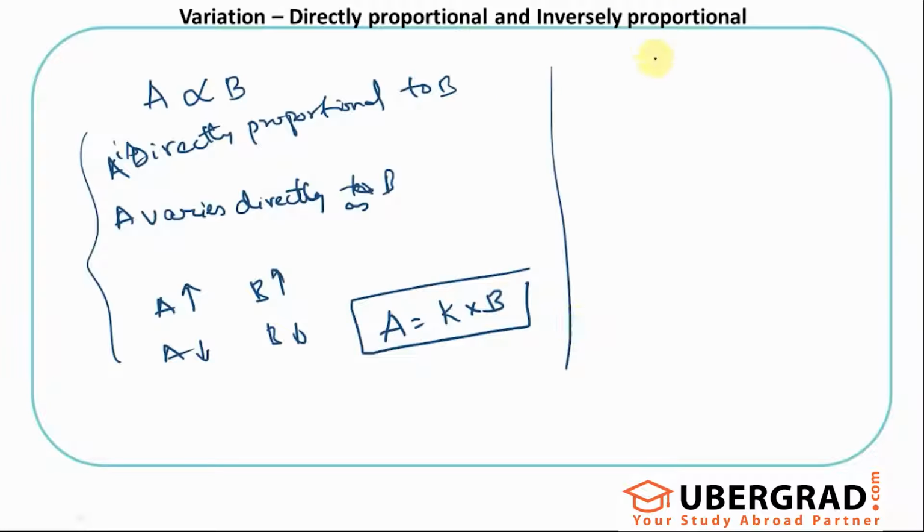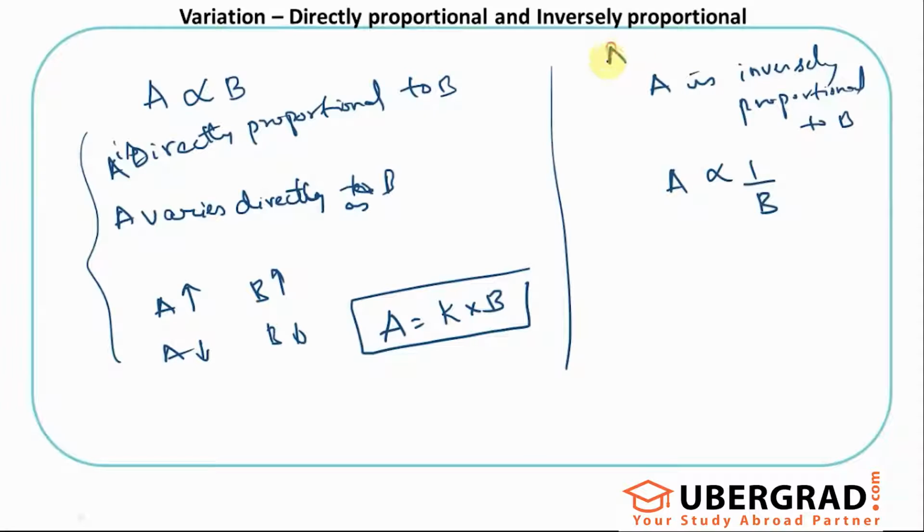Inversely proportional: A is inversely proportional to B means A is directly proportional to 1 by B. That's how we generally write it. Or A varies inversely as B. So again I can write it as the equation A equals K by B.